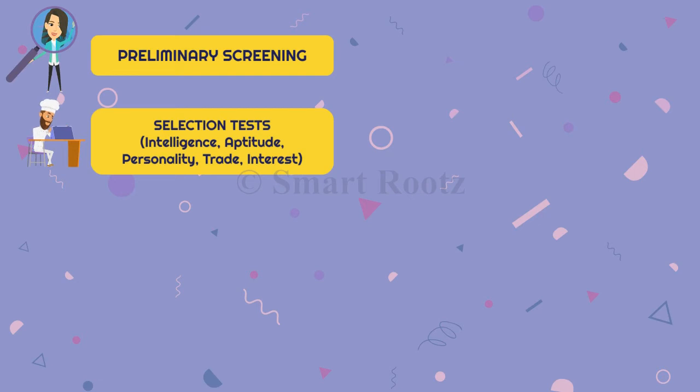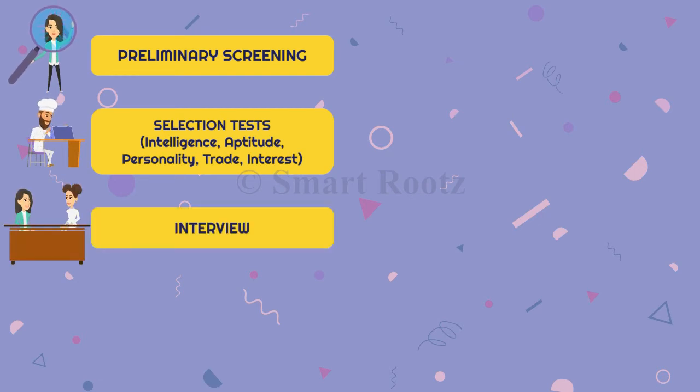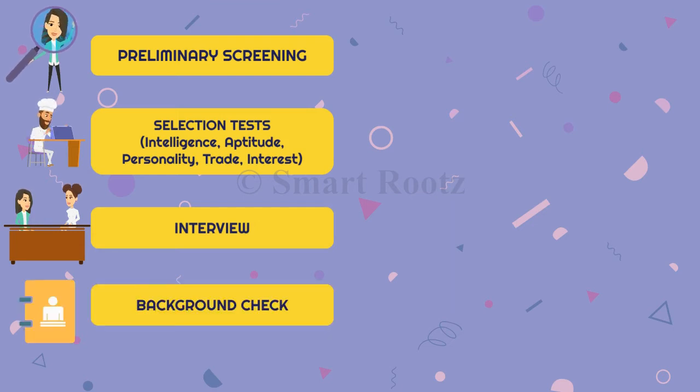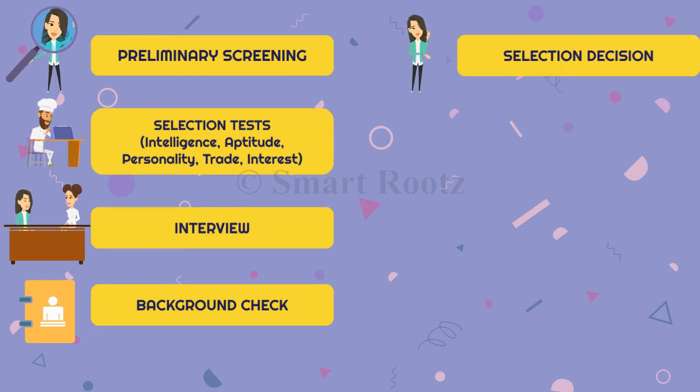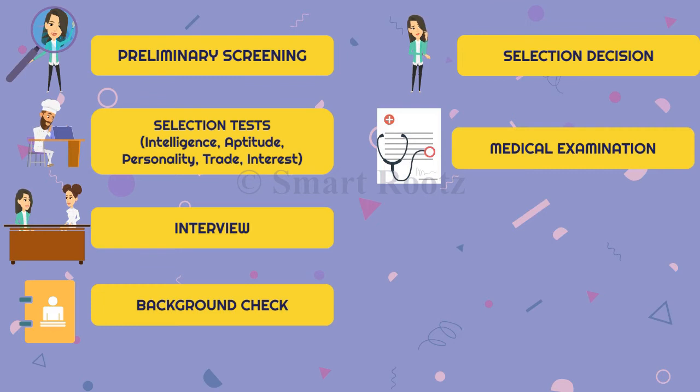After selection test, an interview is conducted to evaluate the applicant's suitability for the job. Then the background check is done and final selection decision is made. Before giving job offer, a medical fitness test is also done and then a letter of appointment is officially given.